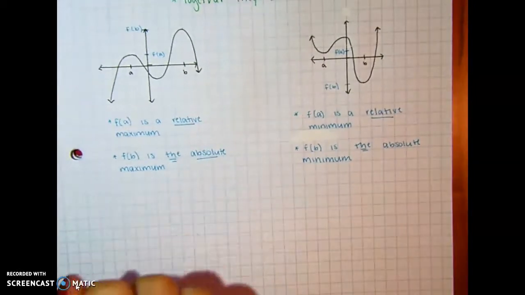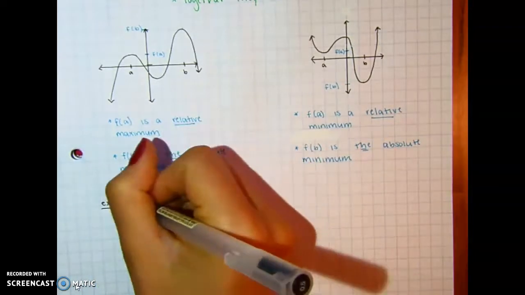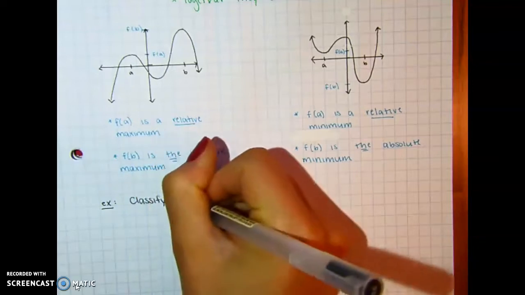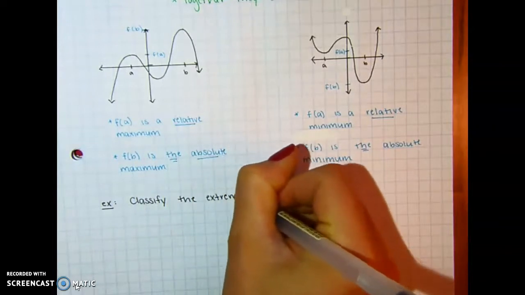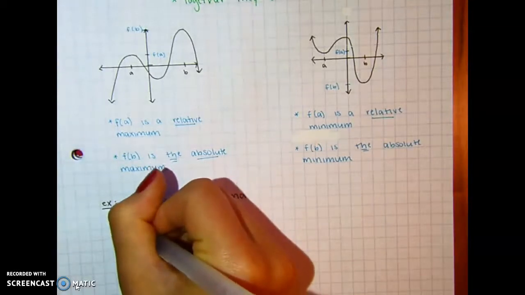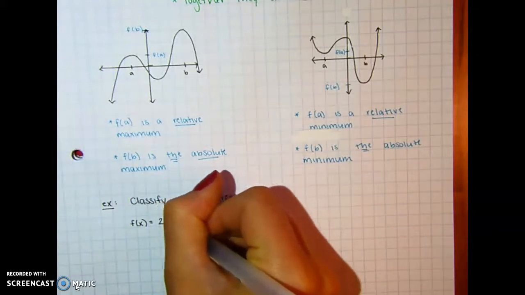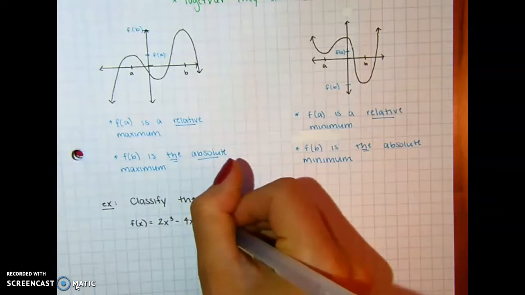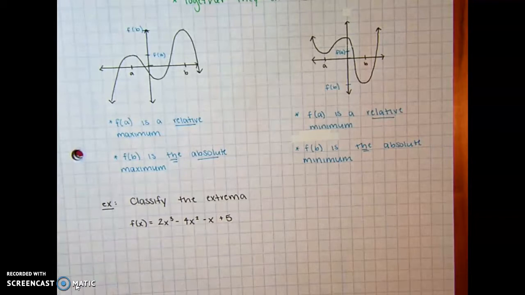Example. Classify the extrema. And our function will equal 2x cubed minus 4x squared minus x plus 5. Okay, so let me grab my calculators.